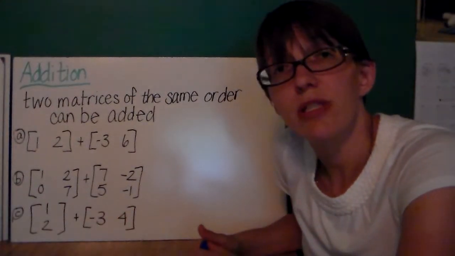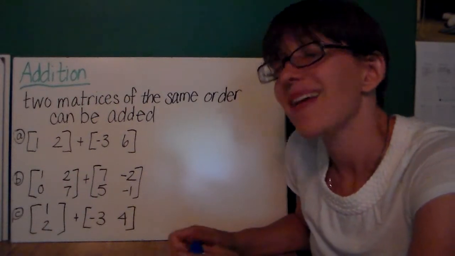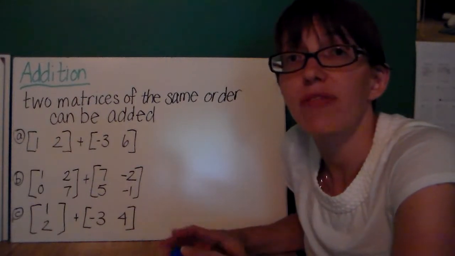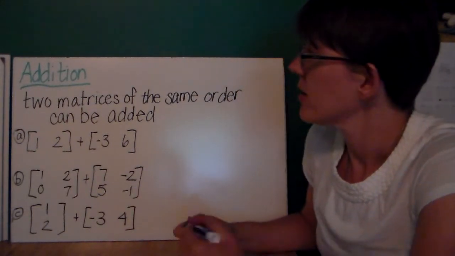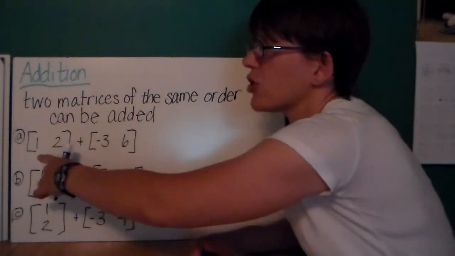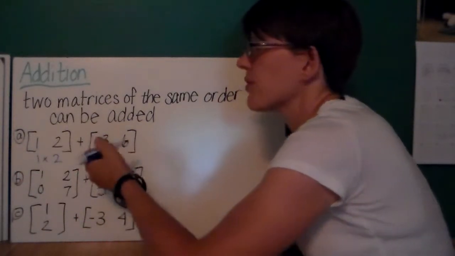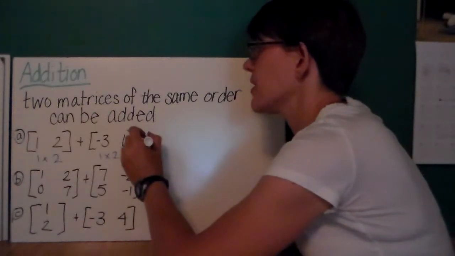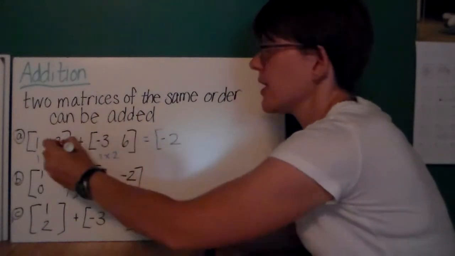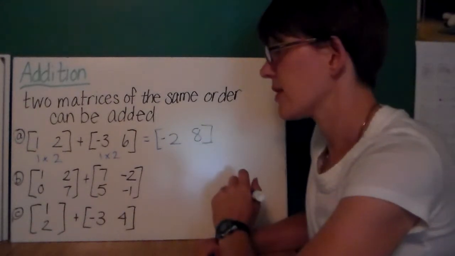Now, why do I care if two matrices are the same order? Well, if two matrices are of the same order, they can be added. Now, they don't have to be equal to be added, but they do have to be of the same order. So, I'm going to add these two matrices. This is a 1 by 2 matrix. It's also a 1 by 2 matrix, so I can add them. And I add by adding the corresponding entries. So I have 1 plus -3, that's -2, and I have 2 plus 6, that's 8. So my answer here will be -2, 8.